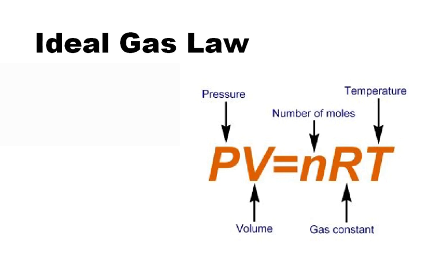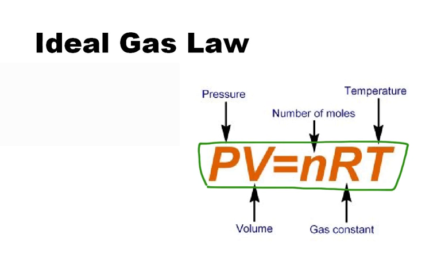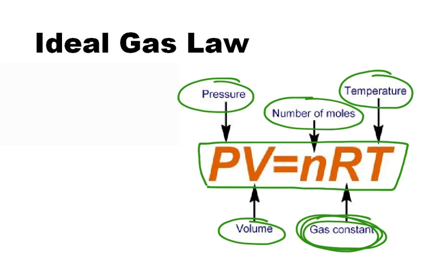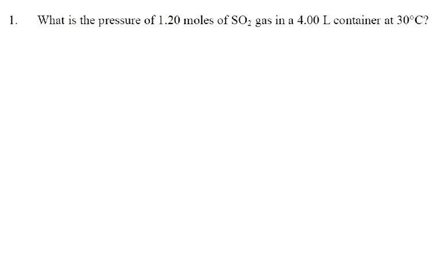We're going to look at the ideal gas law, which is PV equals nRT, this equation here. And as this little graphic shows, P is the pressure, V is the volume, n is the number of moles, R is the ideal gas constant, and that has several different values, and temperature has to be in Kelvin.